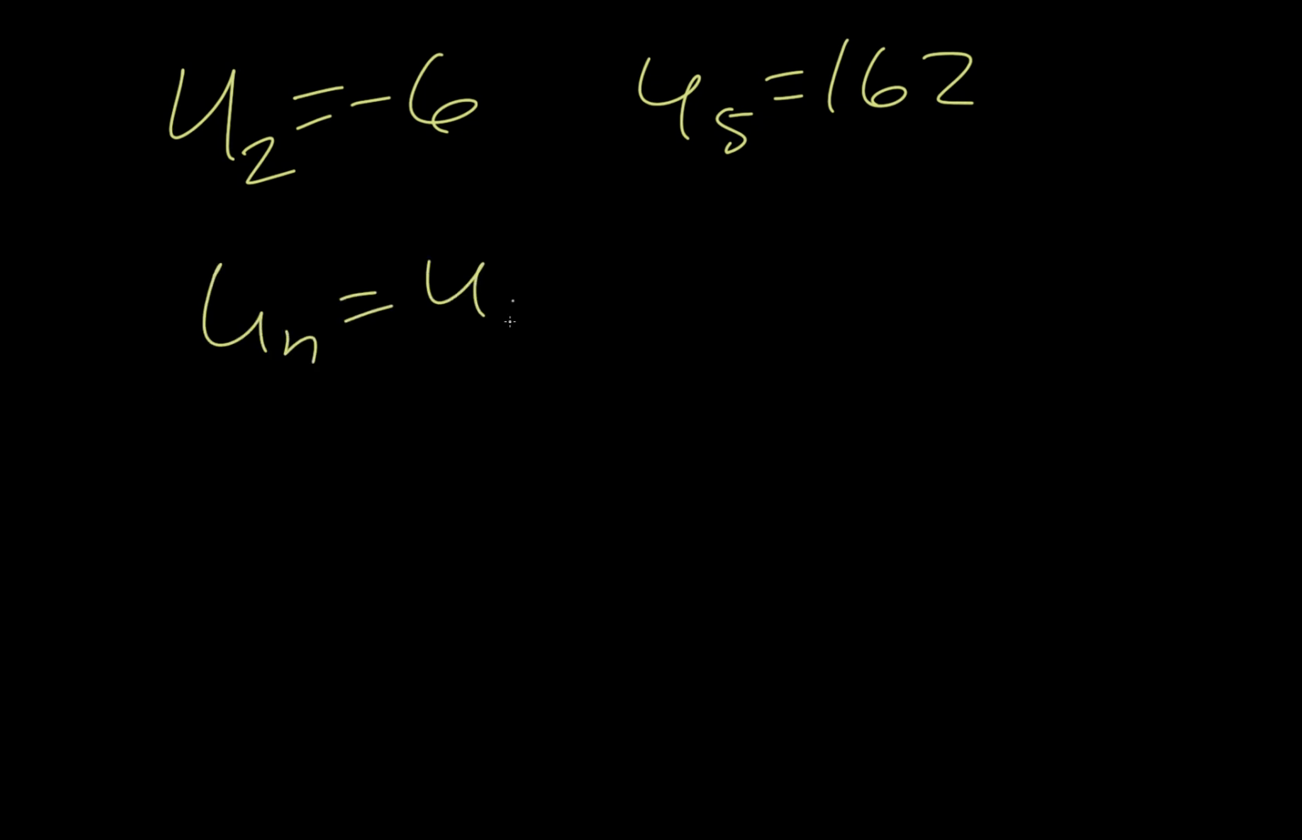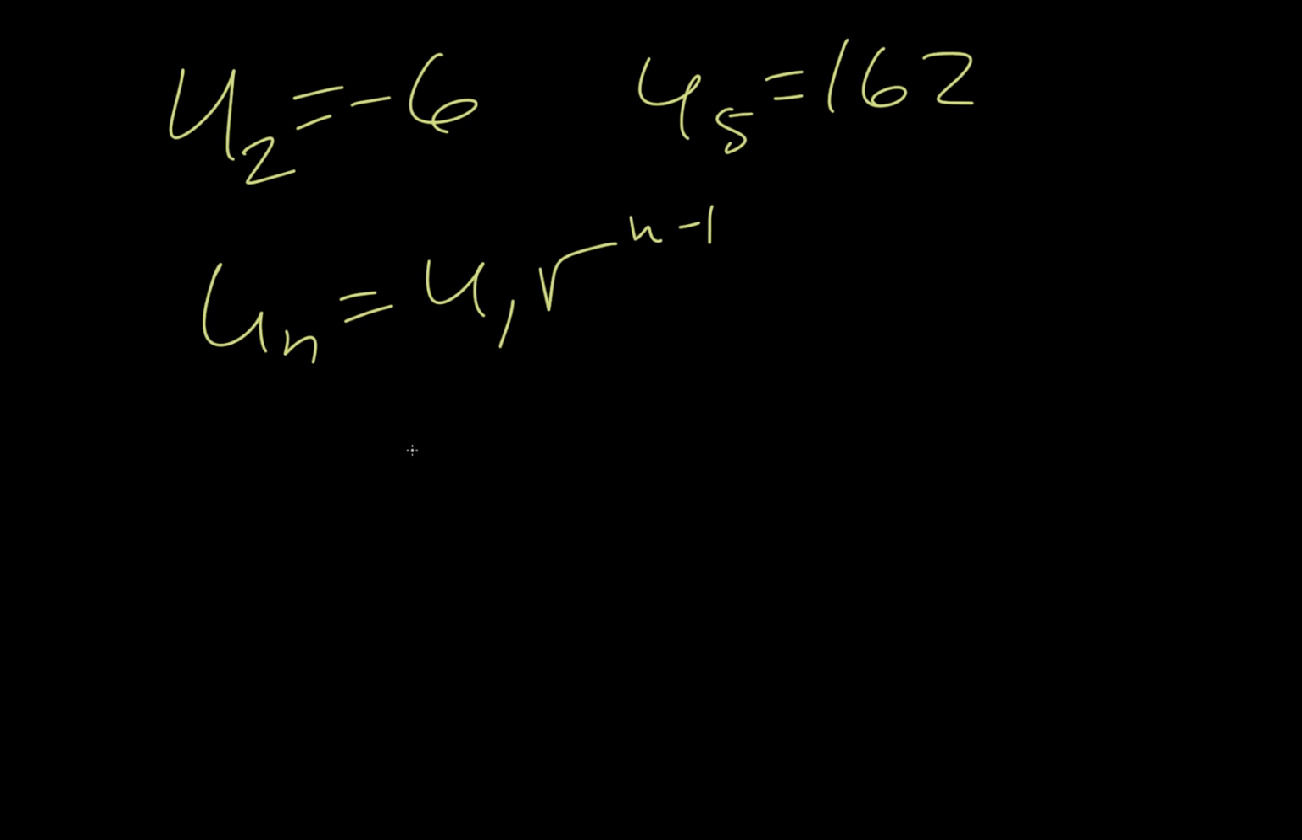So they tell us it's a geometric sequence, and it gives us this information about it. And it wants us to find the general term. So once again, if you look in your book, you can find the general term. So it's u_n equals u_1 r^(n-1).